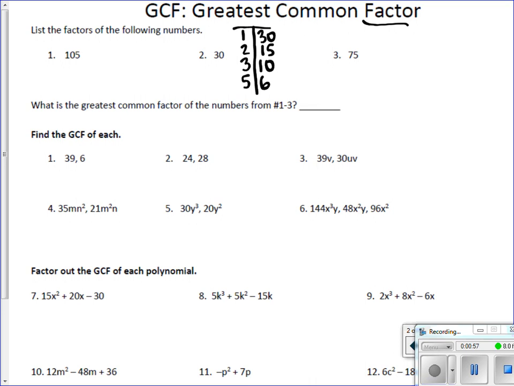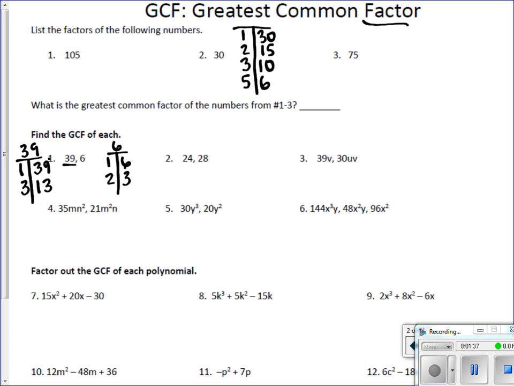We're going to go to number 1. We're going to skip down to just finding a GCF. Does anyone remember how to do that part? Okay. To find the GCF, what are the factors of 39? So numbers that multiply to give you 39. 1 and 39, 3 and 13. Anything else? 13 and 3, but you don't have to list repeats. Factors of 6, 1 and 6, 2 and 3.